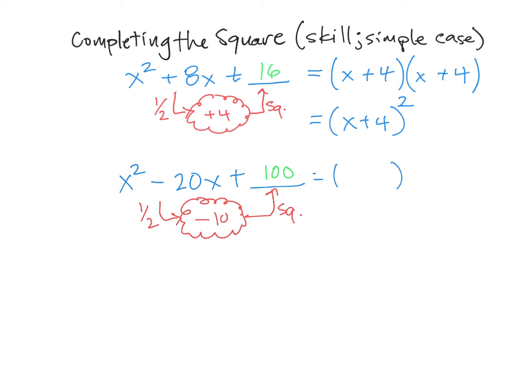So thinking the same way, what times itself? First terms are going to give me my x squared. X times x gets me x squared. Then what numbers can I multiply together to get a positive 100? Boy, it's a lot of numbers. In fact, let me make a list of it.